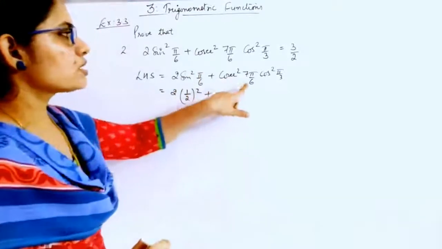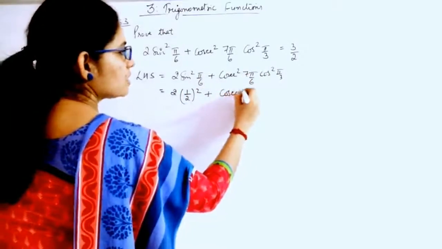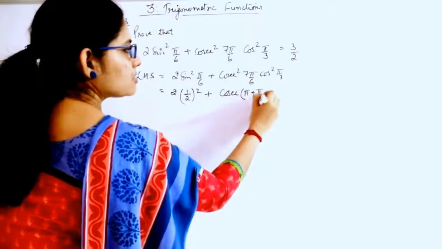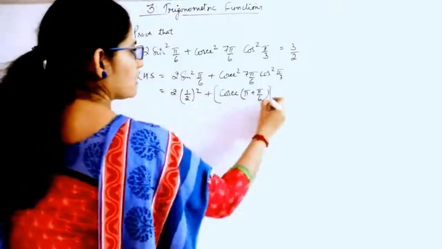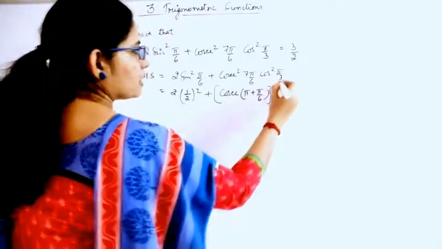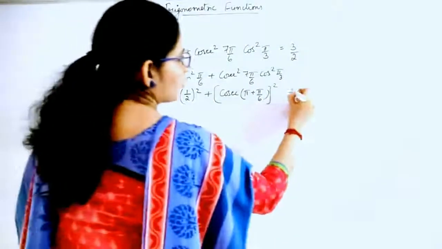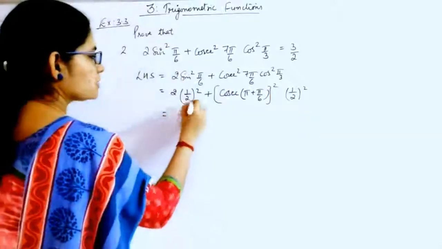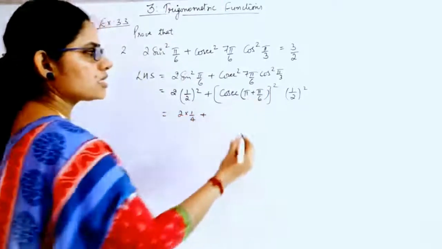Now for your cosec of 7 pi by 6, you will just make it as cosec 7 pi by 6 can be written as pi plus pi by 6. You just see pi plus pi by 6 will give you 7 pi by 6, and this is the whole square, right? Into cos square pi by 3. Now what is cos pi by 3? Cos pi by 3 is also 1 by 2, so you will get 1 by 2 the whole square here for this term. Now again this will give you 2 into 1 by 4 plus, what is cosec of pi plus?